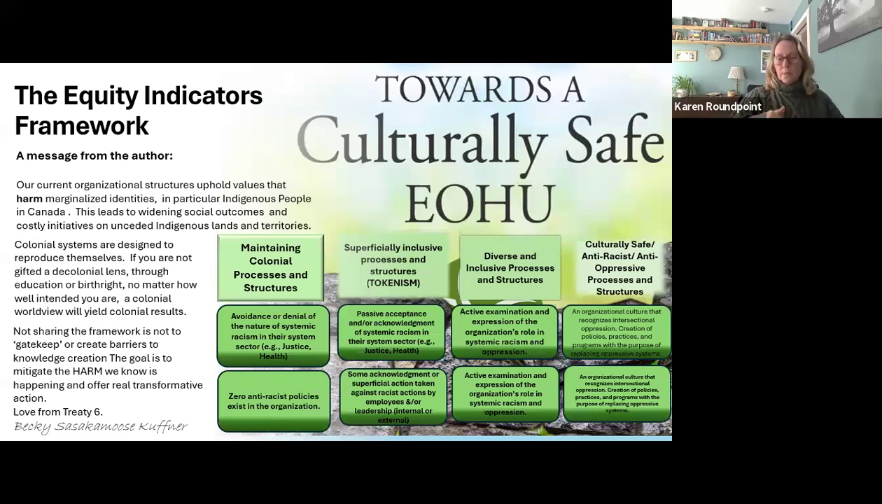So briefly, although there's two examples under each of these columns, I just want to explain that when we look at maintaining colonial processes, we're not looking for change, okay? We're looking to keep the focus on whiteness and to keep the focus on hierarchies. Again, it's all about power and control, right? When we dig a little bit deeper, it's that top-down control piece, and Becky so beautifully calls it becoming a better caterpillar. It's not changing anything.